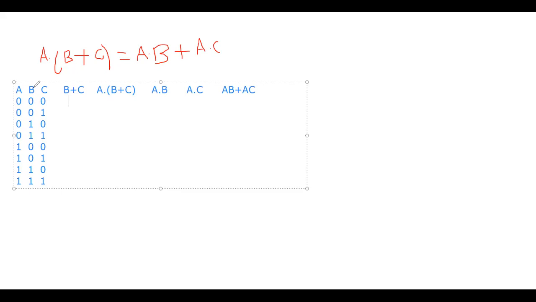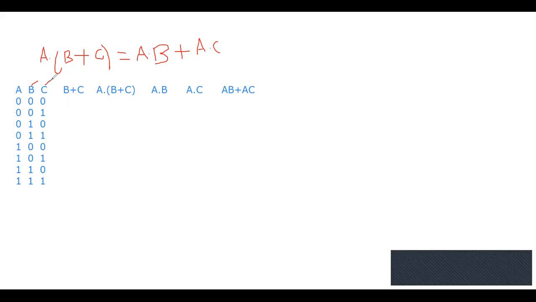Okay. B plus C means here B, C. Do the OR operation. First 0, 0. 0 plus 0 is 0. 0 plus 1 is 1. 1 plus 0 is 1. 1 plus 1 is 1. 0 plus 0, 0. 0 plus 1, 1. 1 plus 0, 1. 1 plus 1, 1. Okay, ma? Do you understand?